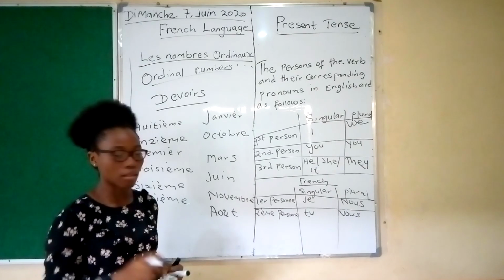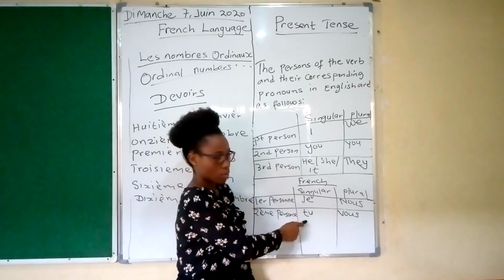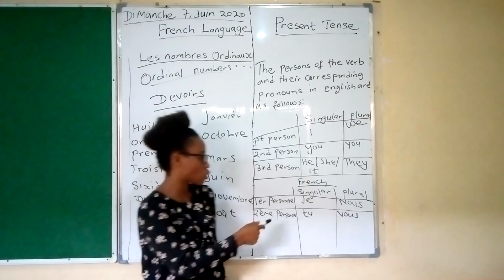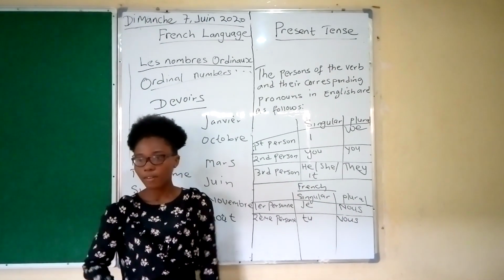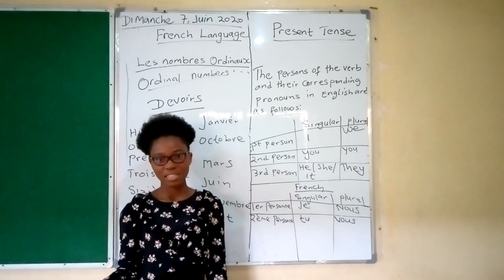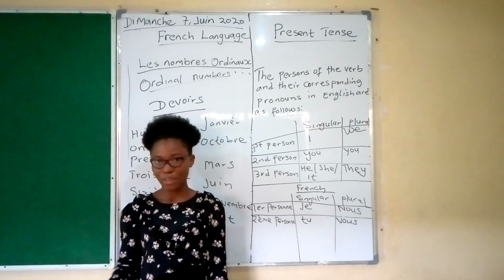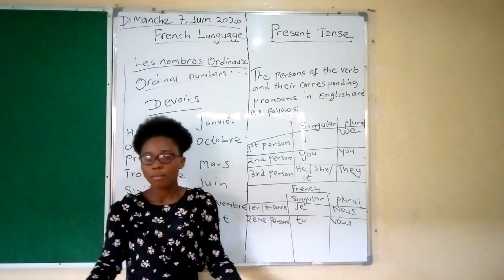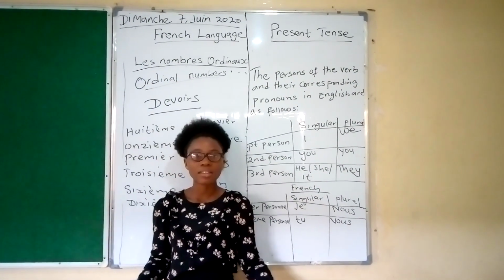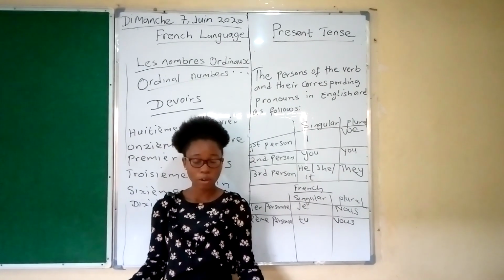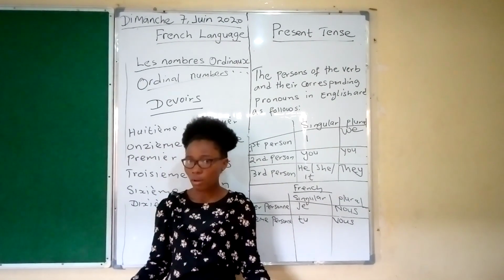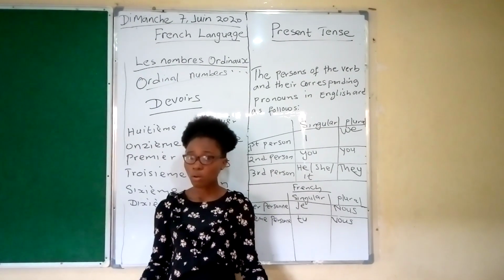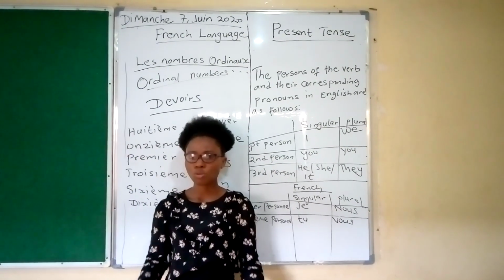To take note of something. When you use tu, you're referring to what? One person. And most times you use tu in an informal setting. For example, you're talking to a friend, your classmate, your peer group. But you cannot use tu to address someone who you do not have an informal relationship with. For example, your boss, you use vous. Those who are older than you, okay? Those who are not close to you. In a formal setting, you use vous.